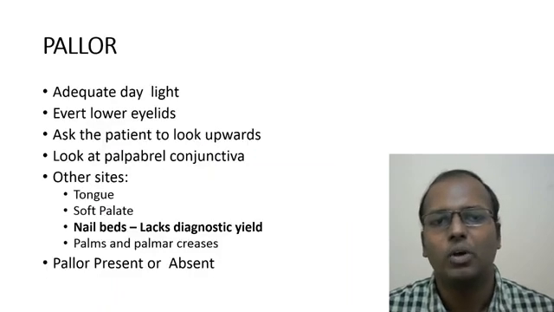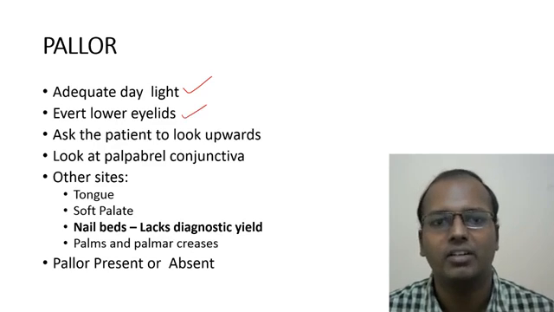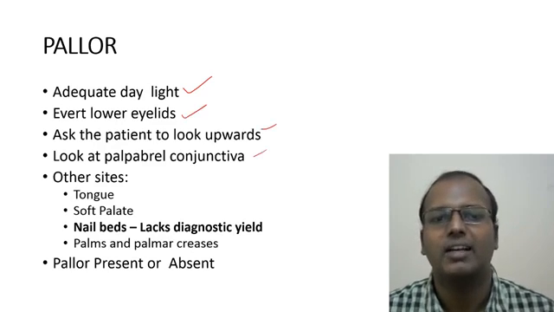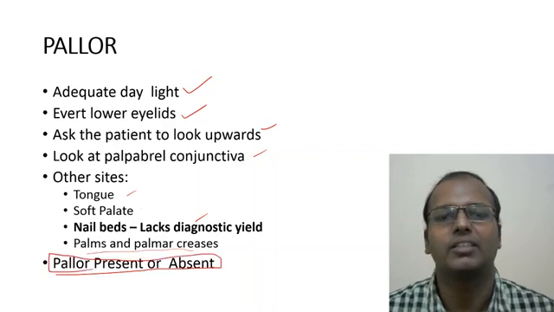About pallor, how will you examine pallor? Use daylight, retract the lower eyelids, ask the patient to look upwards, and look at the palpebral conjunctiva. Other sites include the tongue, soft palate, palms and palmar creases. Nail beds lack diagnostic yield; although we often check them, they lack diagnostic yield. You have to comment as pallor present or absent.